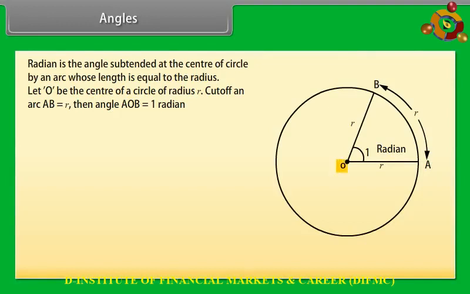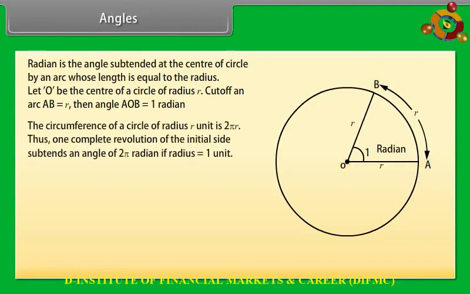Let O be the center of a circle of radius r. Cut off an arc AB equal to r. Then angle AOB is equal to 1 radian. The circumference of a circle of radius r unit is 2 pi r.